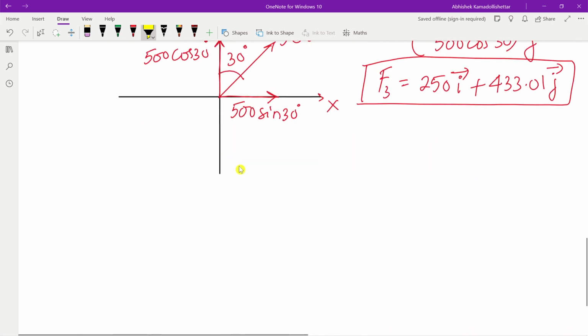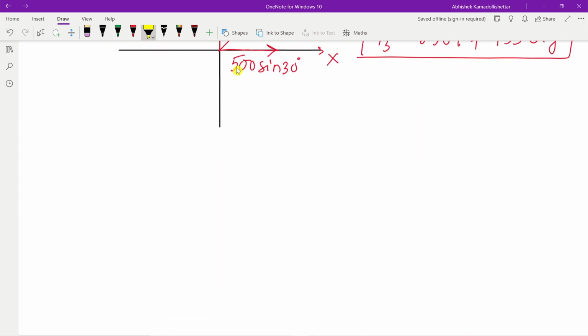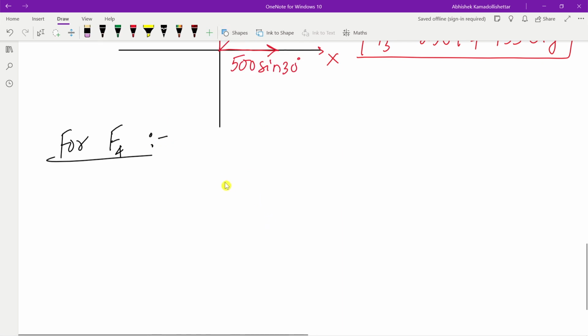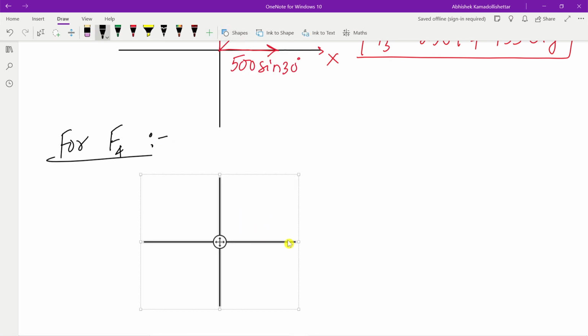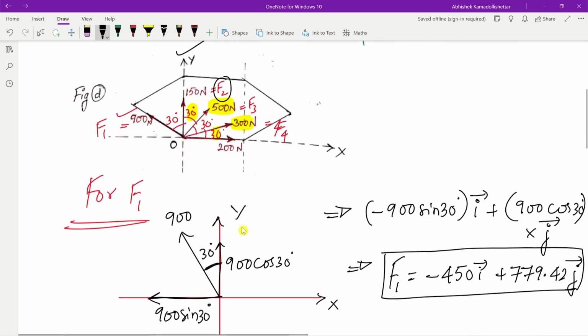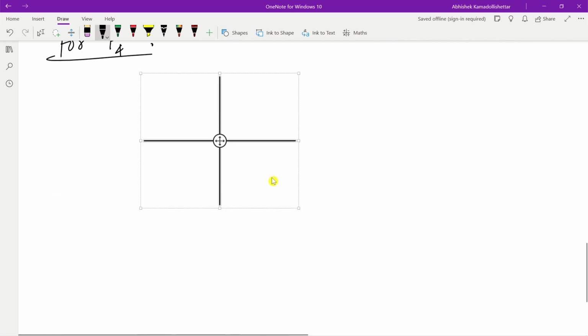So let's start. Again, let's take the XY axis. So let's go here, take the XY axis. Now let's see the angle: 300 Newton, 30 degrees to the horizontal.